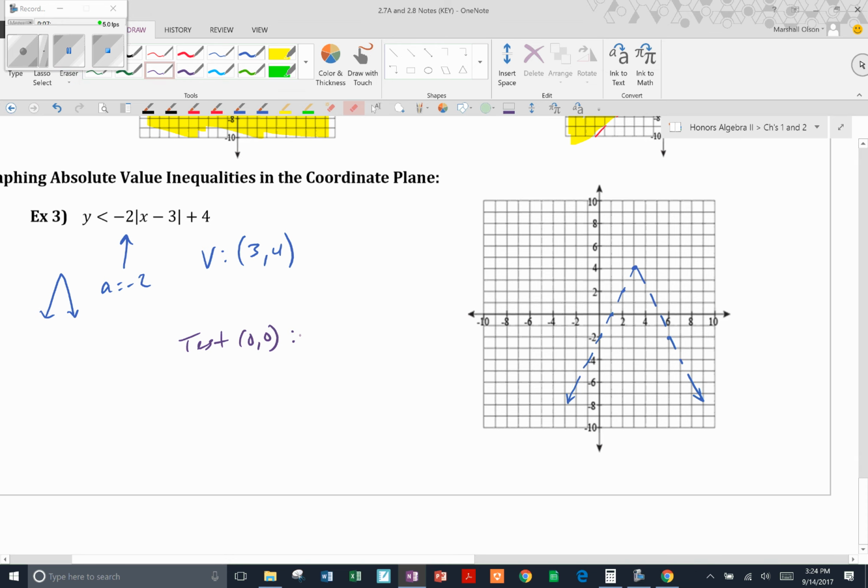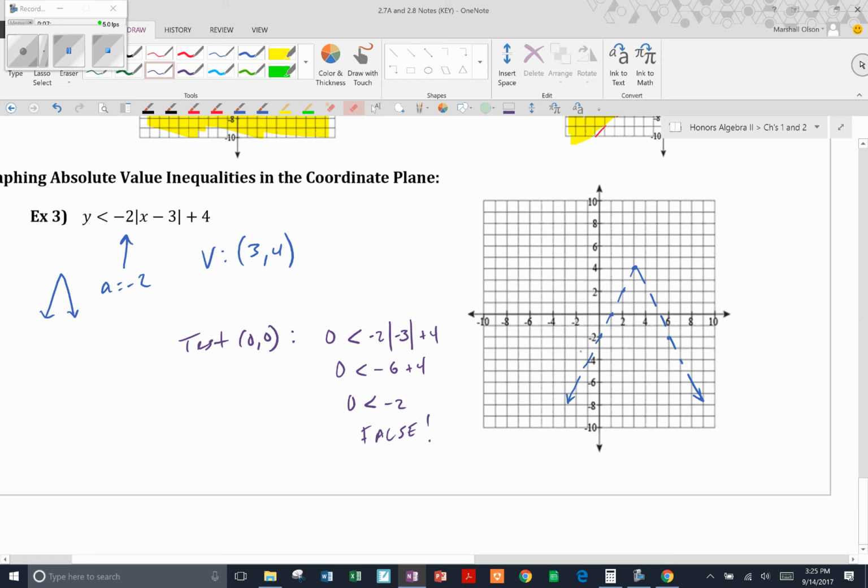And the reason we can test 0, 0 is because it's not on the line. If 0, 0 is on the line, you've got to test a different point. But if it's not on the line, test it. It's the easiest one. So if we put 0 in for x and y here, what we get is 0 is less than negative 2 times the absolute value of negative 3, because 0 minus 3, and then plus 4. Well, this is 3. So you have negative 2 times 3, which is negative 6, plus 4. 0 is less than negative 2. That is false. That's not true.